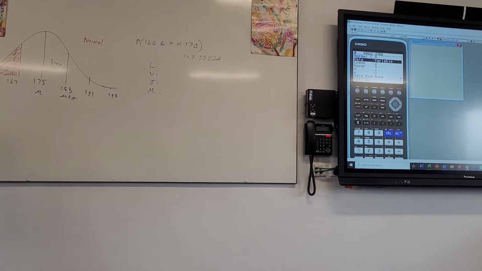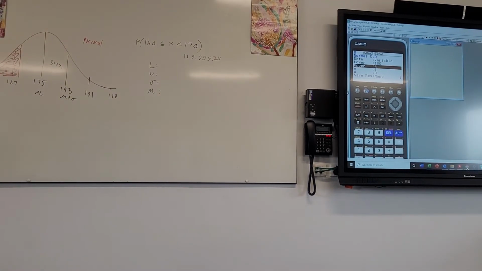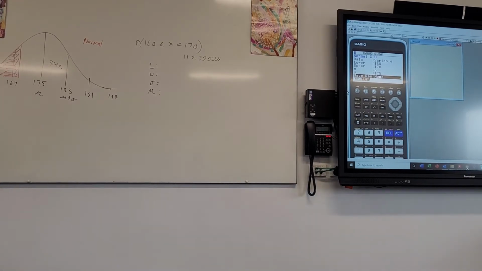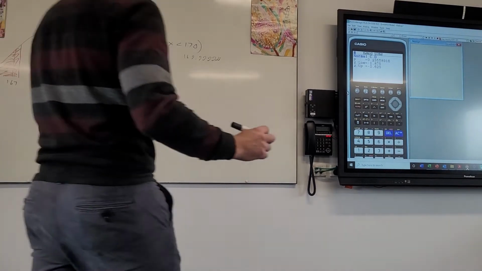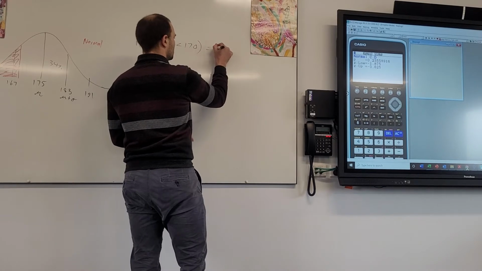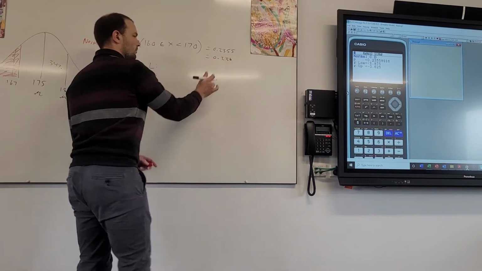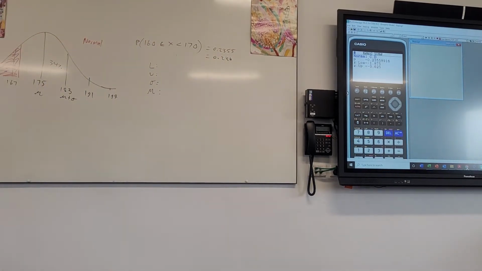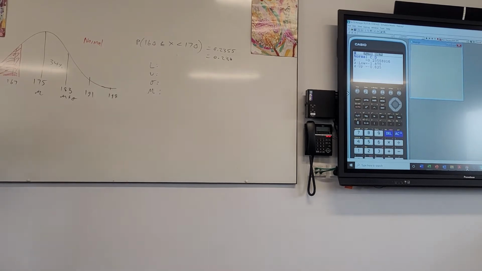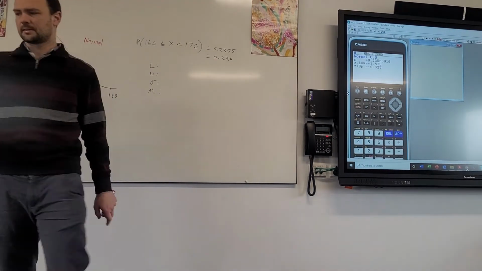Our lower boundary is the lower end of the area we're interested in, in this circumstance, 160. Our upper boundary is 170. Our standard deviation is 8, and our mean is 175. So we input all of the information, and then we just press enter. And I've got 0.2355, 0.236. So the probability of a randomly selected student having a height between 160 and 170 centimetres is 0.236.